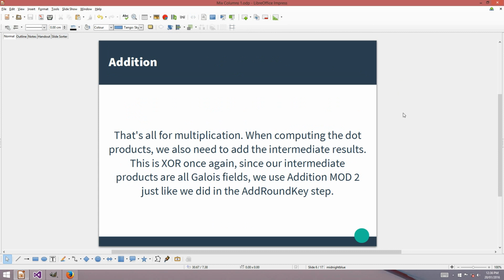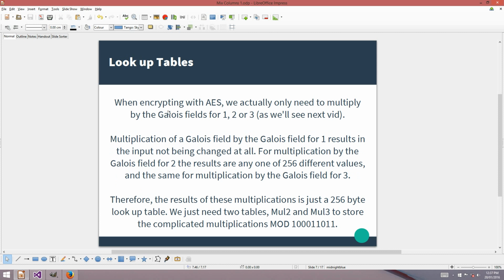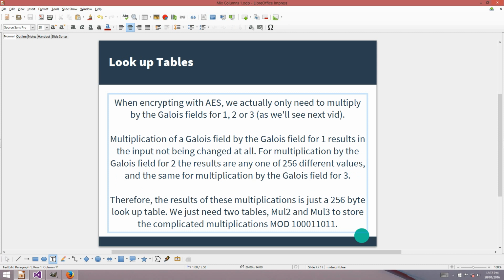Okay, so that's all for multiplication. We will have a big demo at the end. But the other thing that we need when we're computing the dot product is addition. So you multiply corresponding elements and then you add all of those products together. So once again, addition in AES with these Galois fields is addition mod 2, just like we did in the add round key step. In other words, it's XOR.